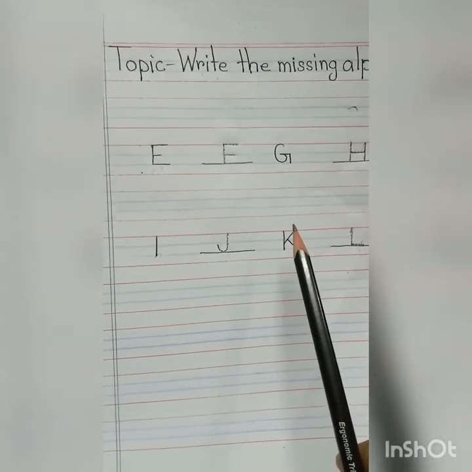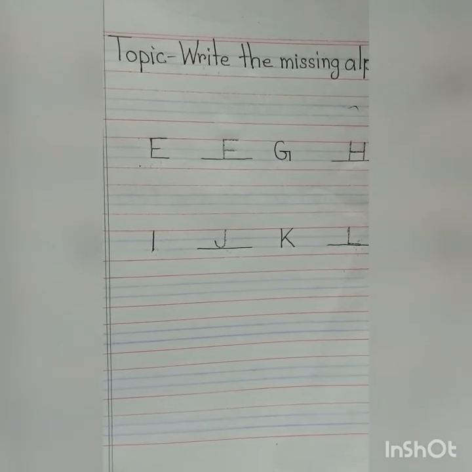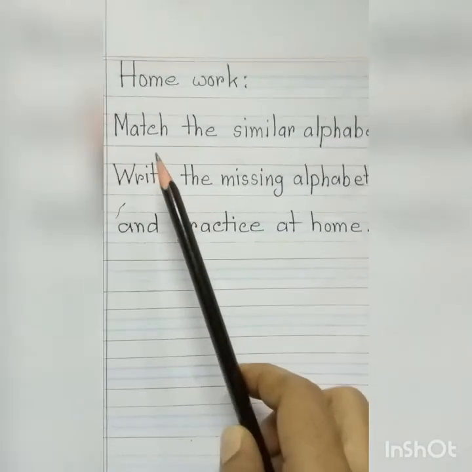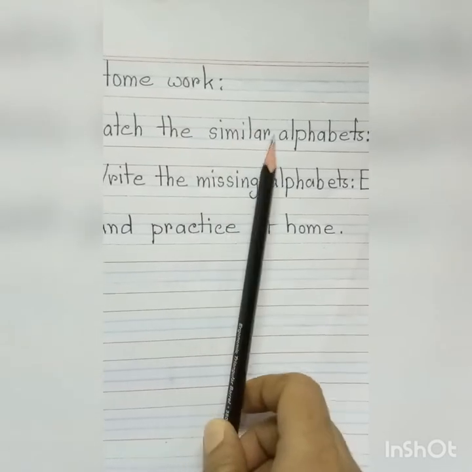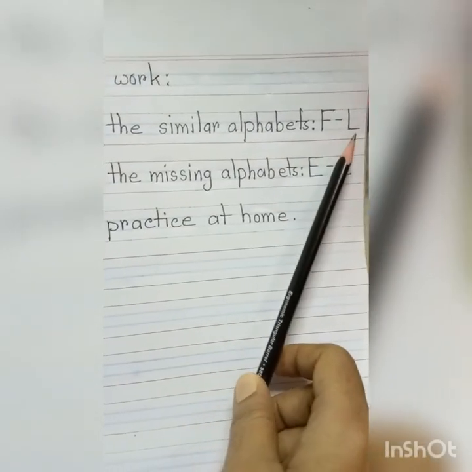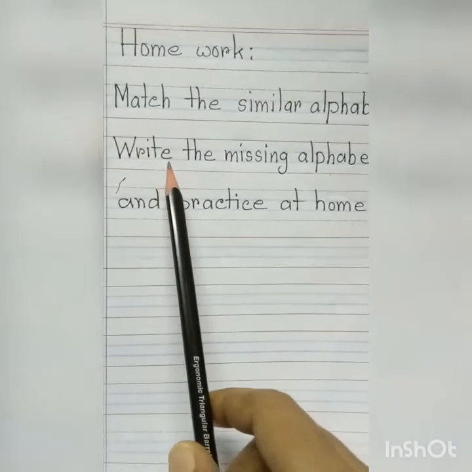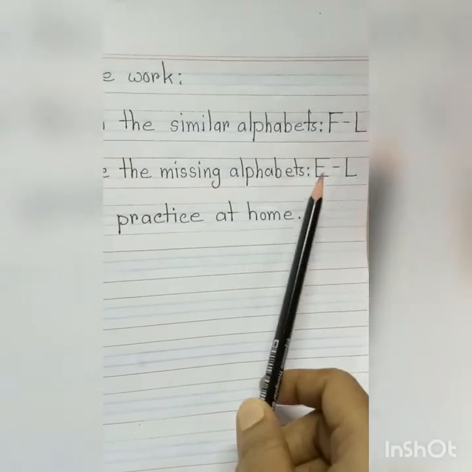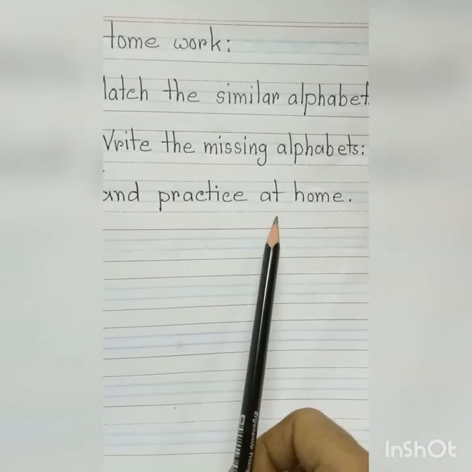Understand everybody? Okay. Then our homework, two topics. Okay, number one, match the similar alphabets F to L. Number two, write the missing alphabets E to L and practice at home.